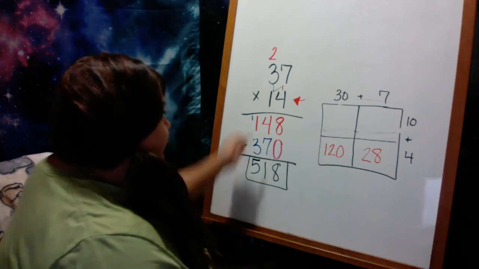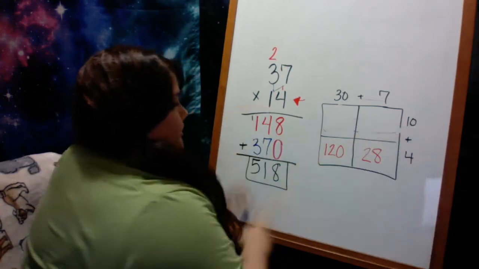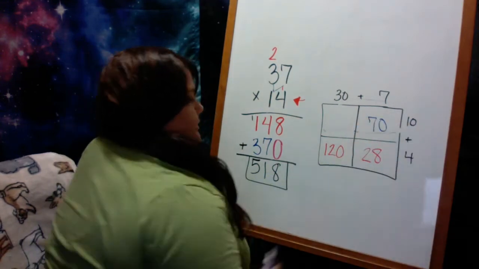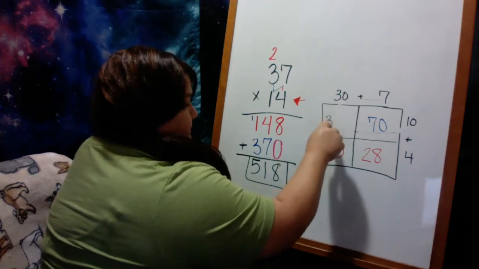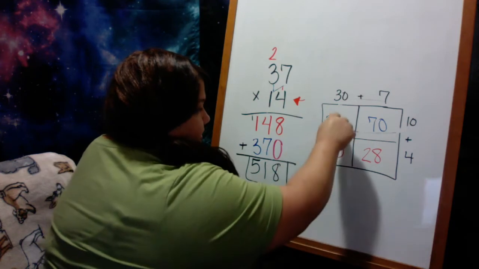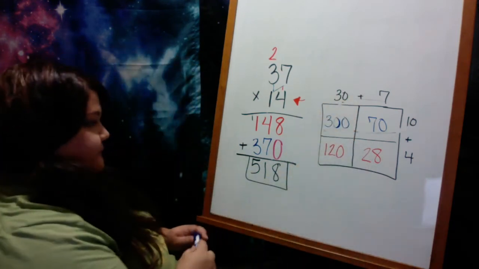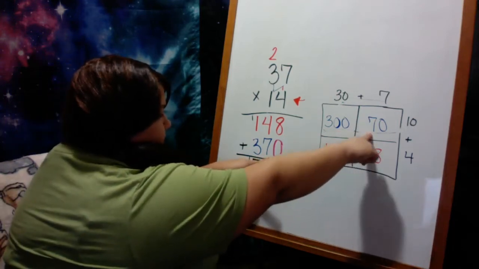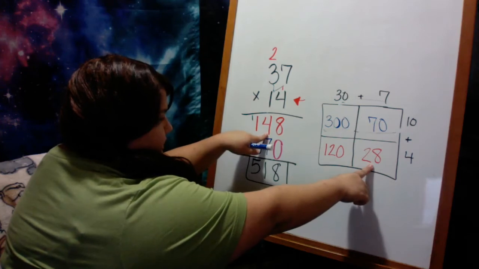Next, I'm going to move to my 10, which is right over here on the area model. 10 times 7 gives me 70. And 10 times 3 would be 30, so 10 times 30, I need to show my 0, my place value, so that would be 300. So I have my 370 just like I have it down here. And if I add 120 and 28, I have 148 just like I do here.